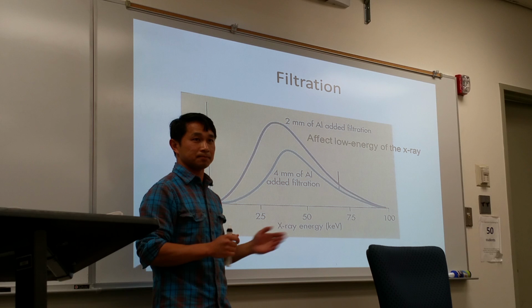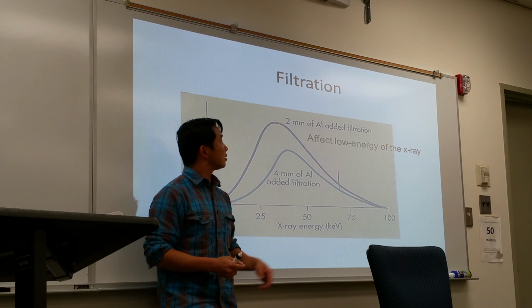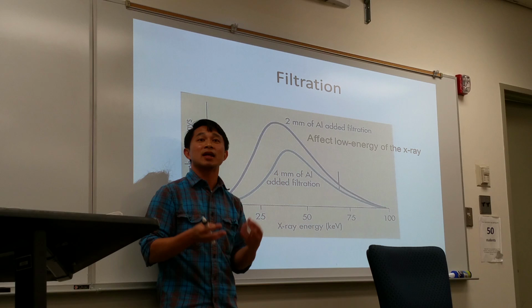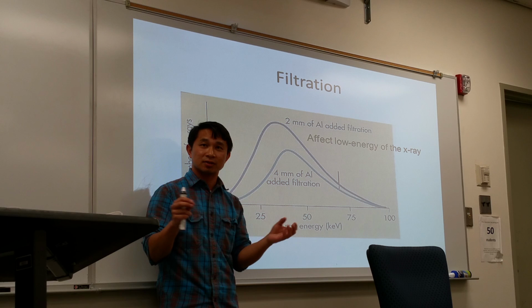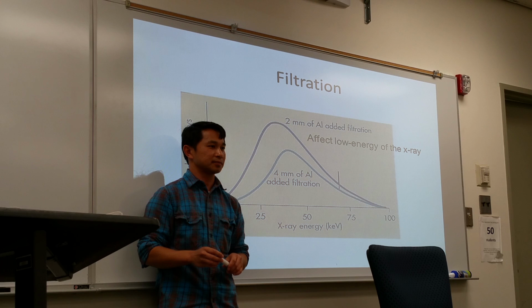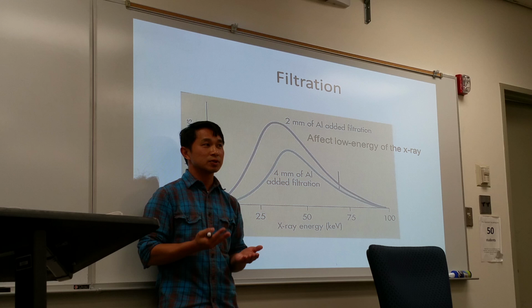An increase in the filter decreases the amplitude? Yes, because when you increase the filter, it absorbs more of the low-level energy, so there's less quantity and the amplitude decreases. But on average, the energy increases, so the graph moves a little to the right. So filter affects both amplitude and position of the spectrum.